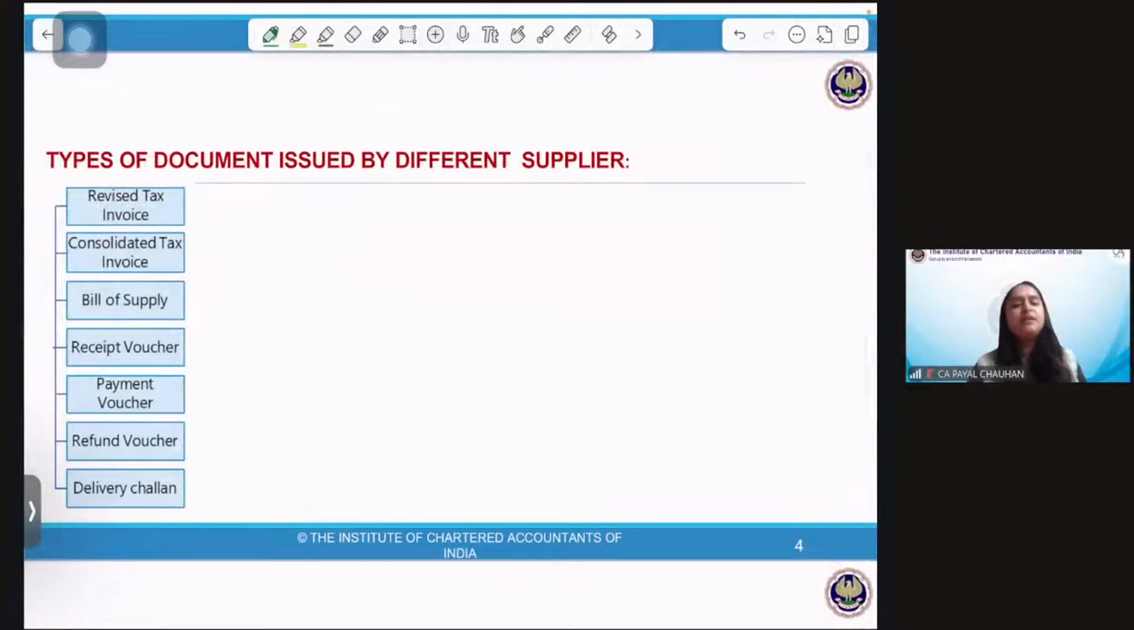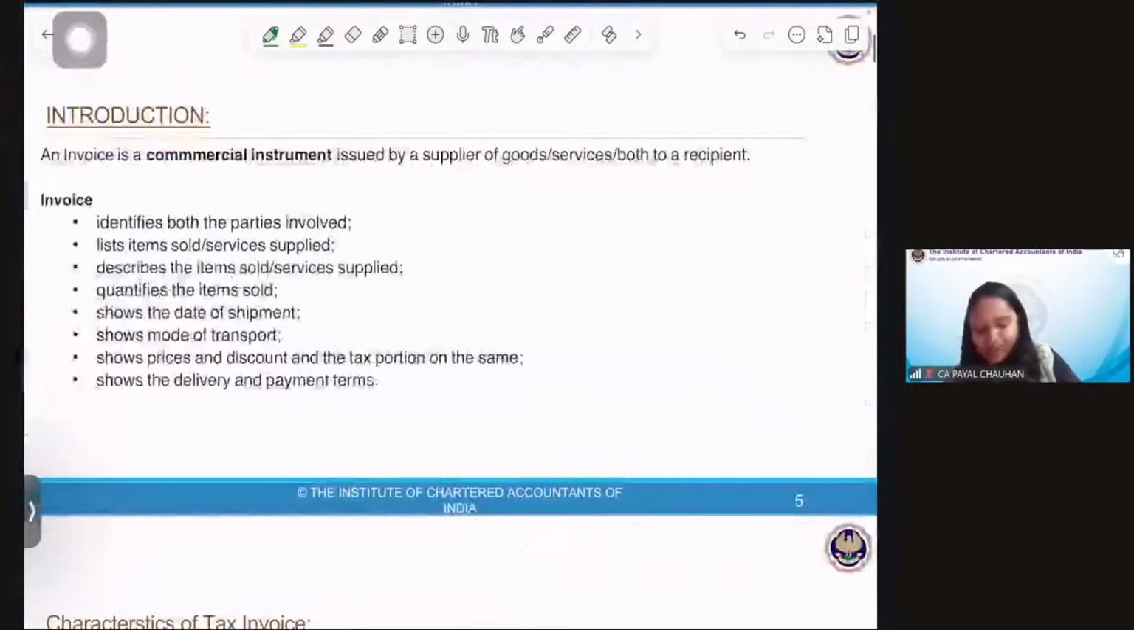Invoice under GST can be called tax invoice also. True or false? True, that's the right answer. Next. In an invoice, both the parties can be identified. True or false? True. Invoice is a domestic instrument. It's a commercial instrument, right? It's a commercial instrument.